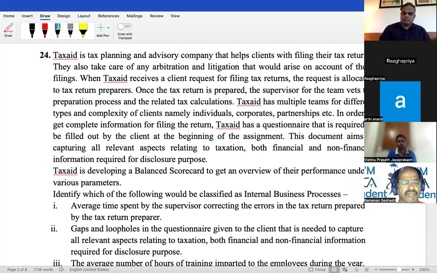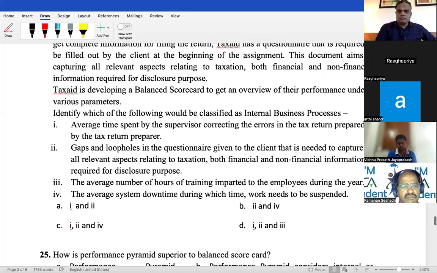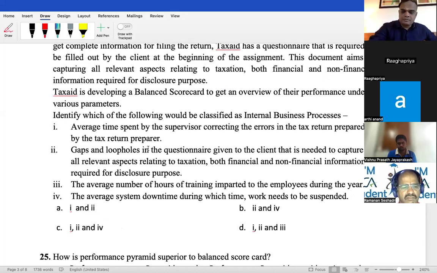In order to get complete information for filing the return, TaxAid has a questionnaire that is required to be filled out by the client at the beginning of the assignment. This document aims at capturing all relevant aspects relating to taxation, both financial and non-financial information required for disclosure purposes. TaxAid is developing a balanced scorecard to get an overview of their performance under various parameters. Identify which of the following would be classified as internal business process.